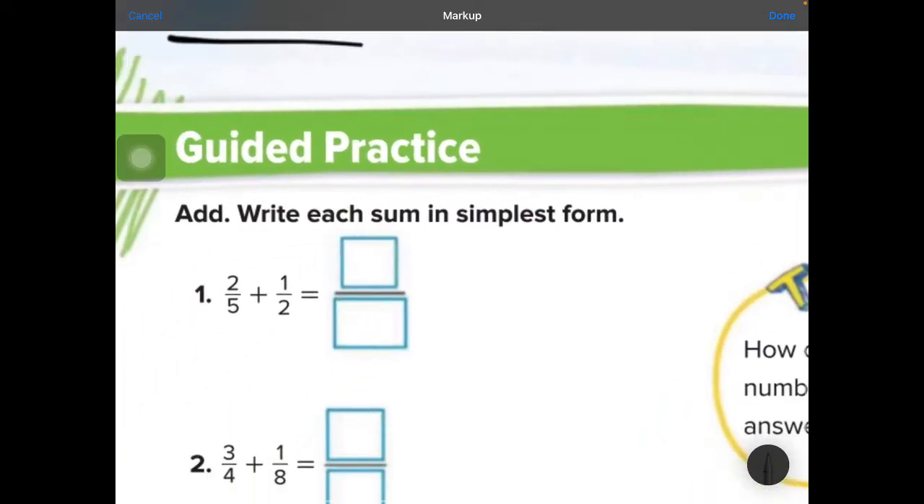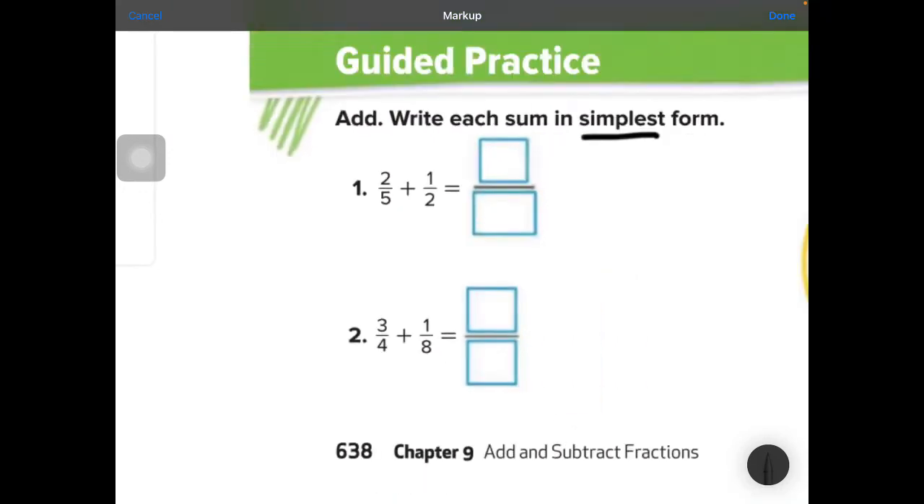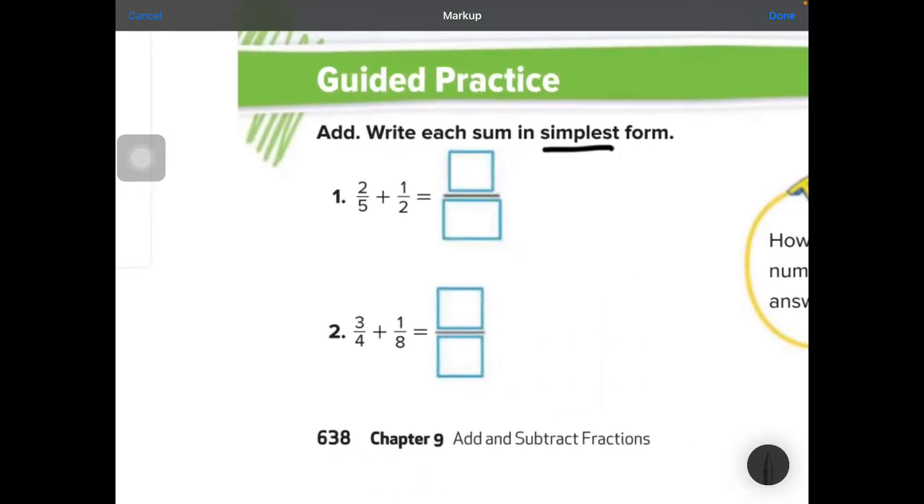Let's do our guided practice. Add. Write the sum in simplest form. Simplest form. Don't let that one trick you. All right, I'm going to stack these guys. Blow this up a little bit. If you write really little, you can do this off to the side. If you need some graph paper, please let me know.